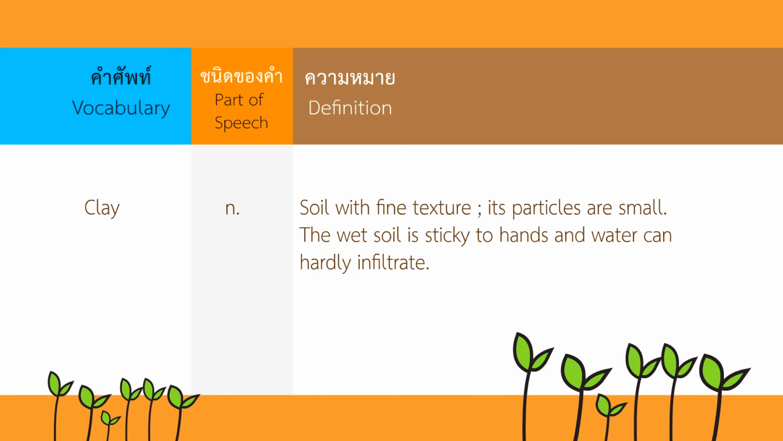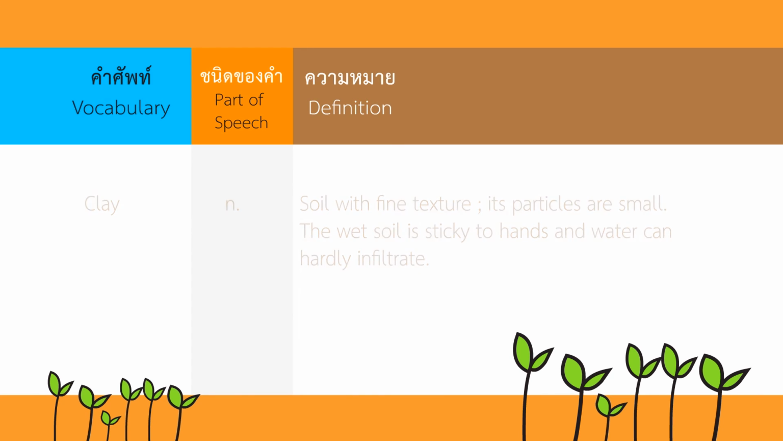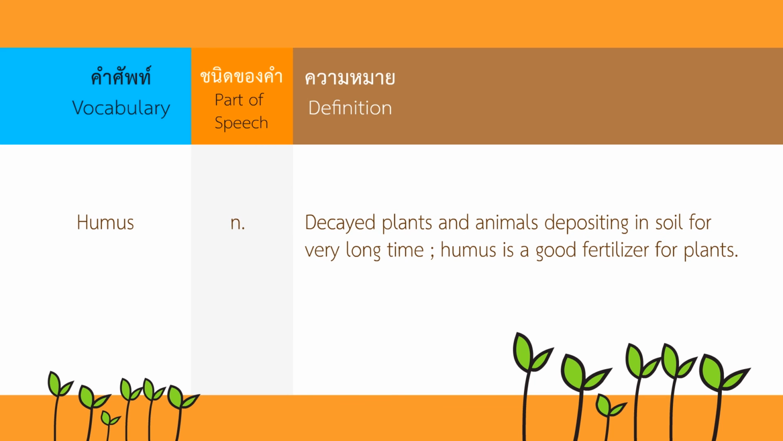Clay. Soil with fine texture. Its particles are small. The wet soil is sticky to hands and water can hardly infiltrate. Humus. Decayed plants and animals deposited in soil for a very long time. Humus is a good fertilizer for plants.